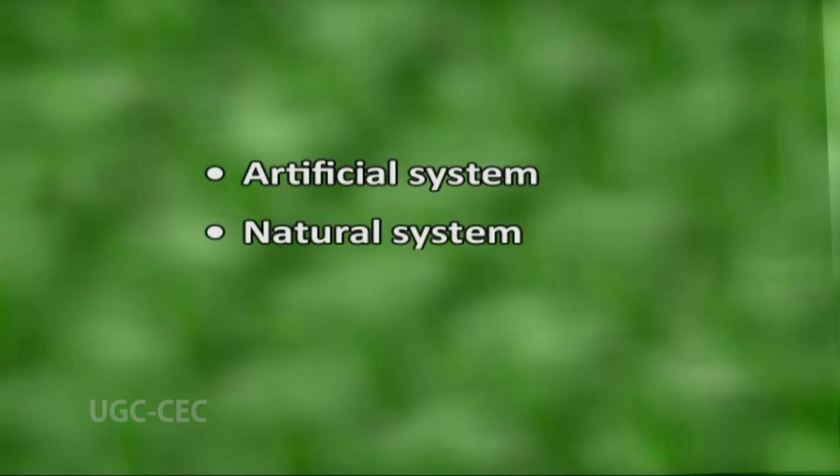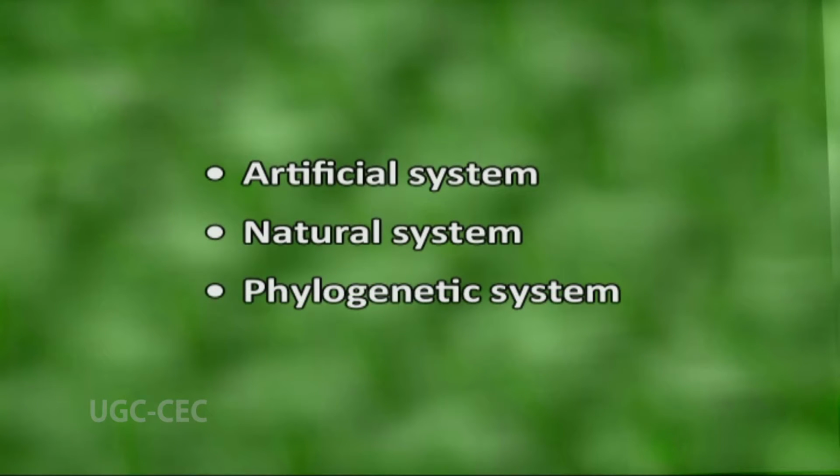Types of classification. The past taxonomic literature described three types of systems of classification. These include the artificial system, natural system, and phylogenetic system. However, Radford in 1986 has described a fourth type of classification, that is mechanical classification. Now, we will discuss them one by one.